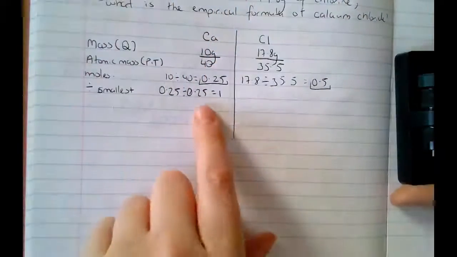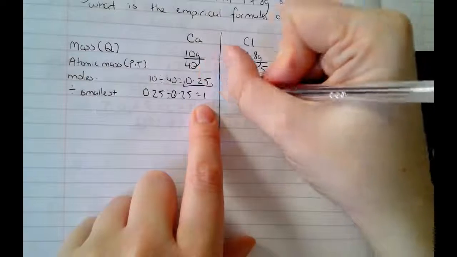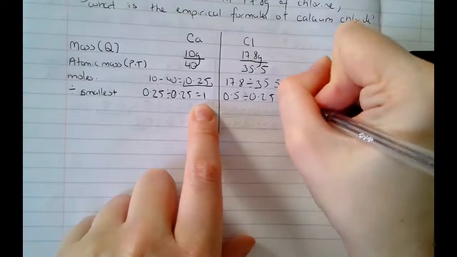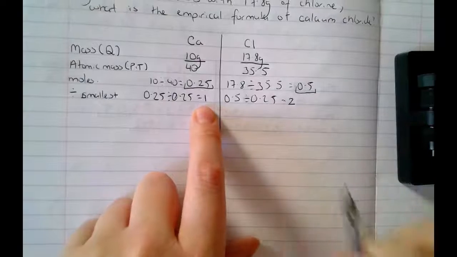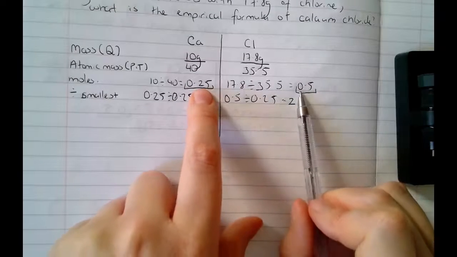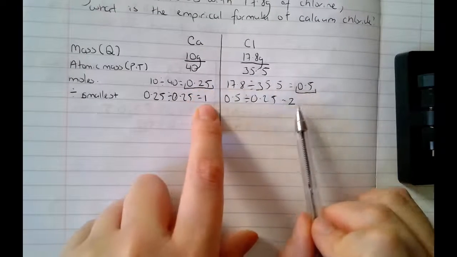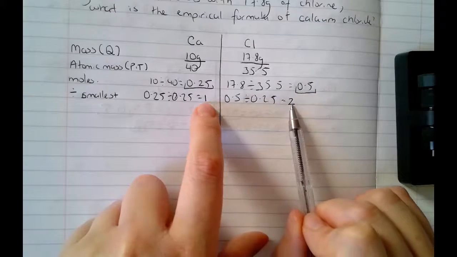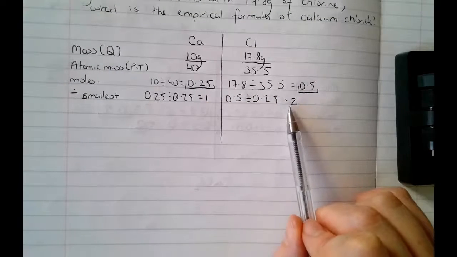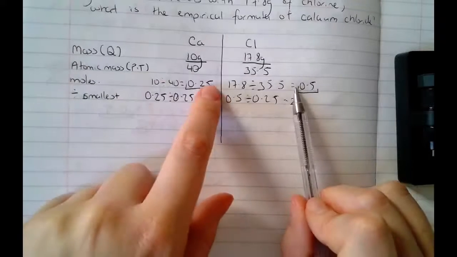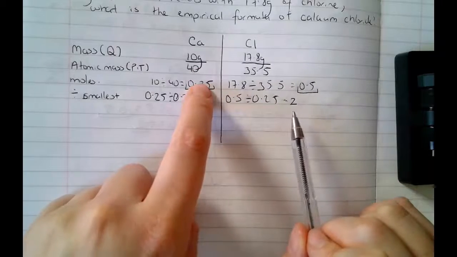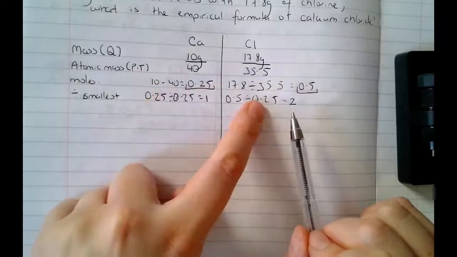When I divide 0.25 by itself, I get the whole number 1. When I divide 0.5 by 0.25, I get the whole number 2. The ratio is still the same. 0.25 to 0.5 is the same as 1:2. But now I've got it in whole numbers, and for empirical formula, it has to be in whole numbers. The easiest way to convert from decimals to whole numbers is to look at the numbers you've got, pick the smallest one, and divide everything by that smallest number.